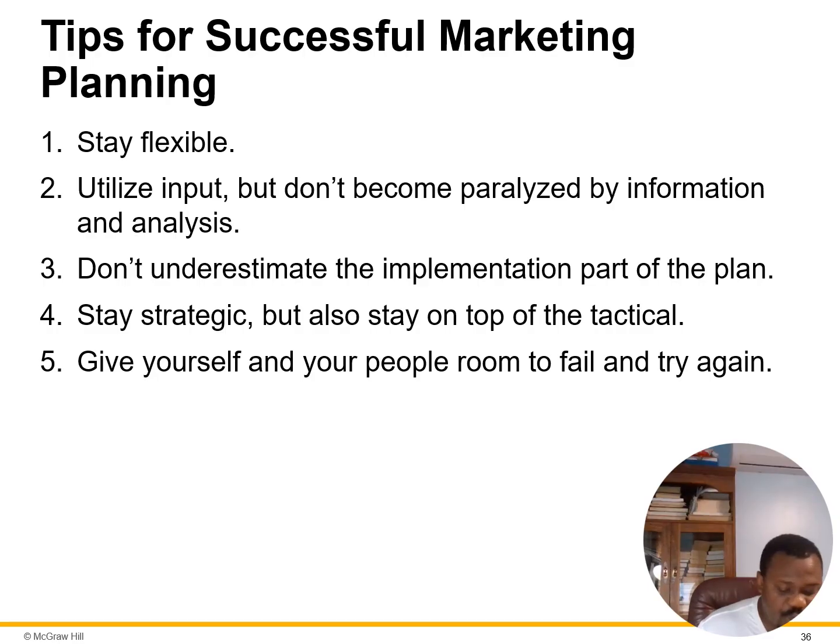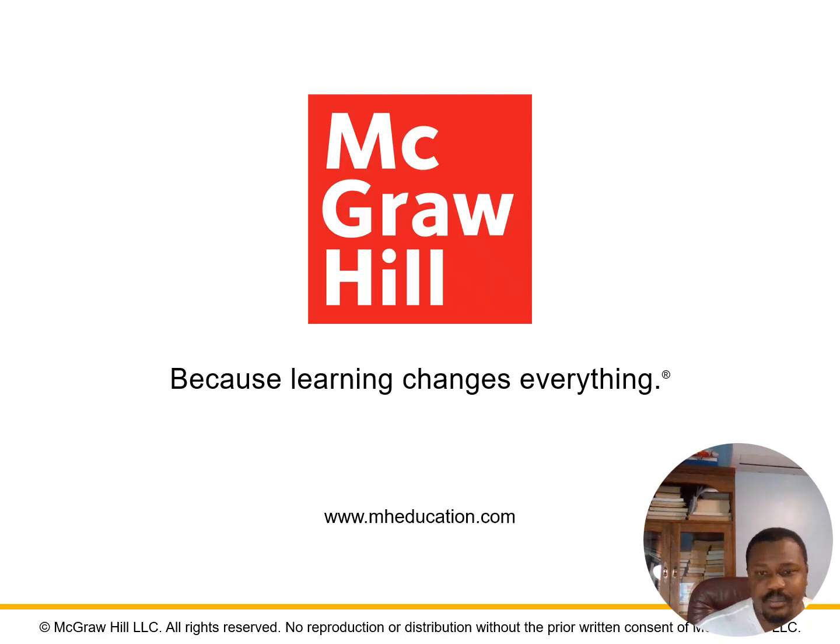Give yourself and your people room to fail and try again. So tips for successful marketing planning: stay flexible, utilize input but don't become paralyzed by information and analysis, don't underestimate the implementation part of the plan, stay strategic but stay on top of the tactical, and give yourself and your people room to fail and try again. These are very important.